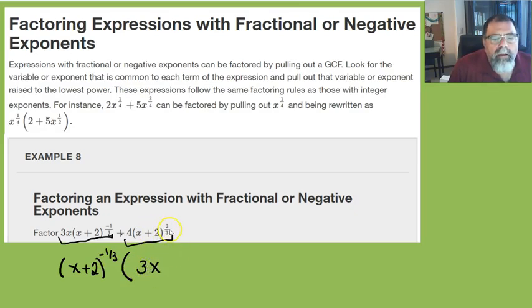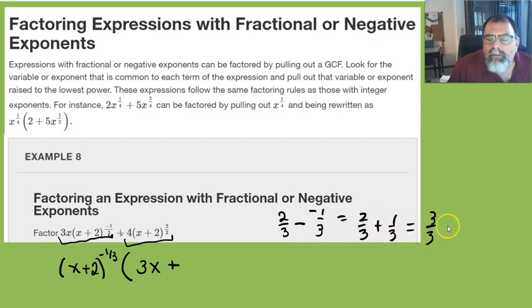And then, now this one's a little tricky because when we subtract 2/3 minus a minus 1/3, so minus a minus becomes plus, so that would be equal to 2/3 plus 1/3, which is 3/3, which gets you 1. So that one's a little tricky. So that would be 4 times x plus 2 to the 1.